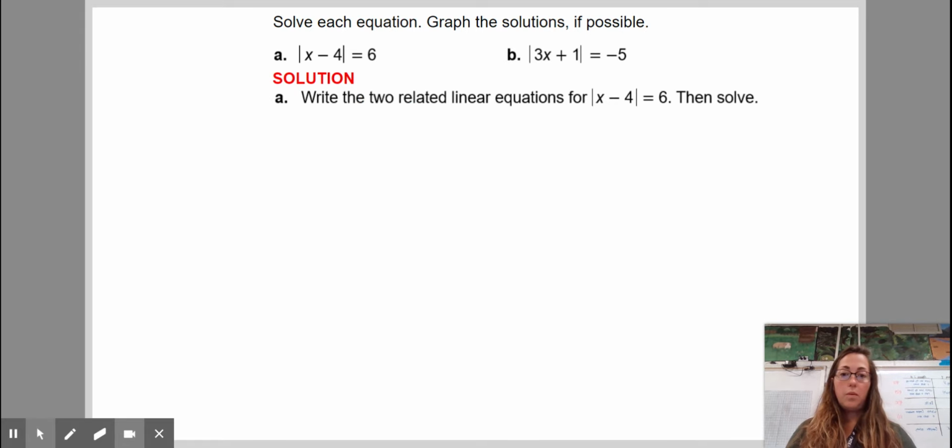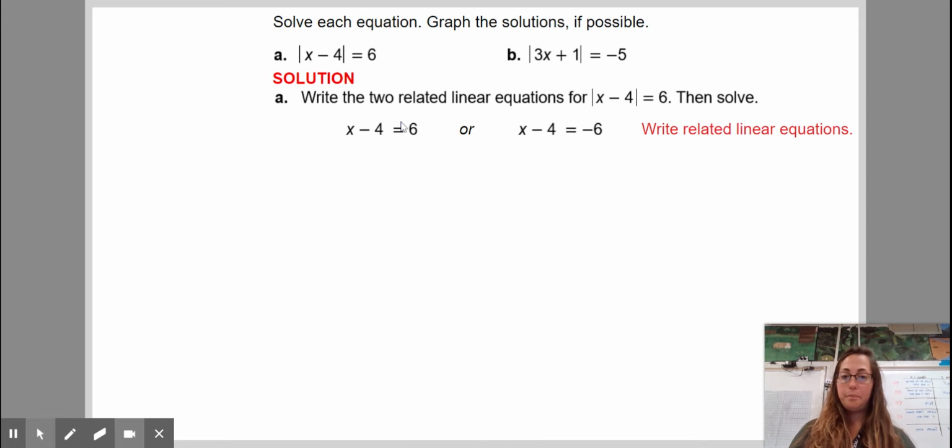So we're going to write it as two different equations, then we'll just solve, right? So our two equations are x minus 4 equals +6 or x minus 4 equals -6. So that way we're covered on both ends of the absolute value. And then we just solve it like we always do. How do I get x alone? Well, I add 4 to both sides.